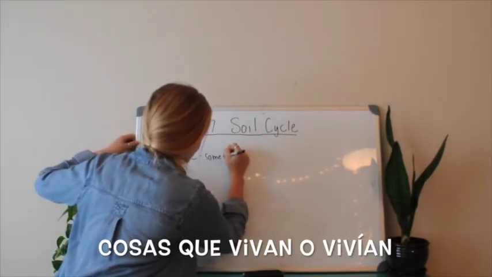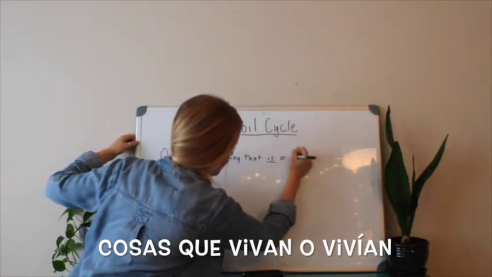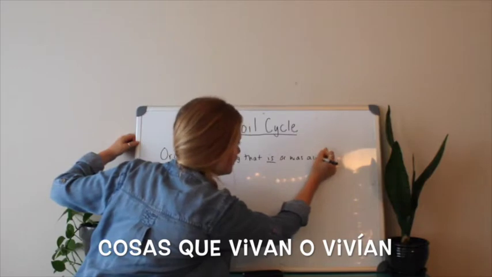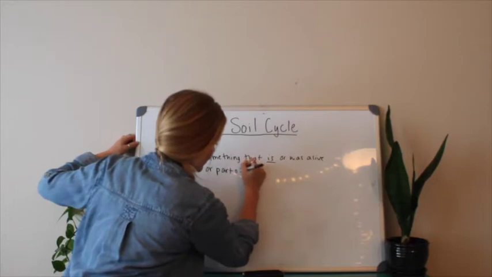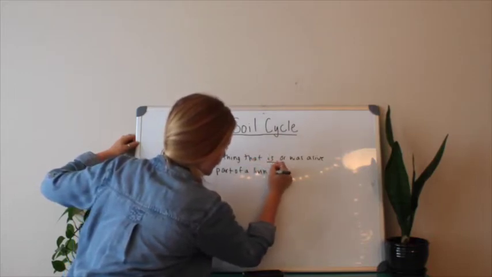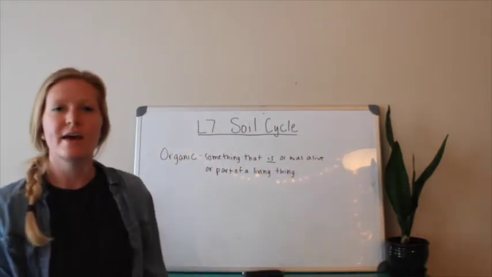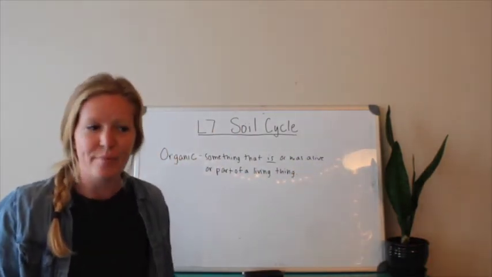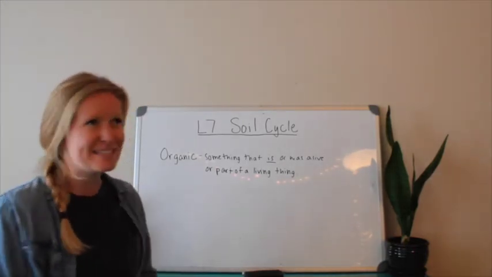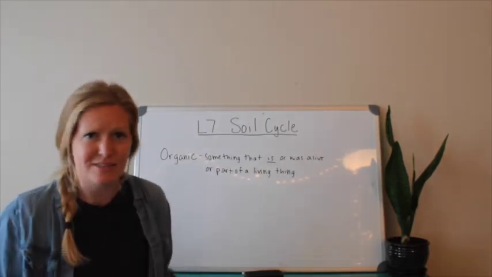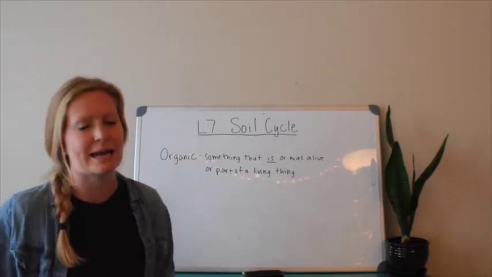So organic means something that is or was alive or part of a living thing. And if you think back to the skit, there were all different organic ingredients that were pulled out of that bag. There might have been a stick, some bark, some leaves, maybe a pine cone or some other kind of cone. Those are all organic things that got added to our deep rich soil surprise.